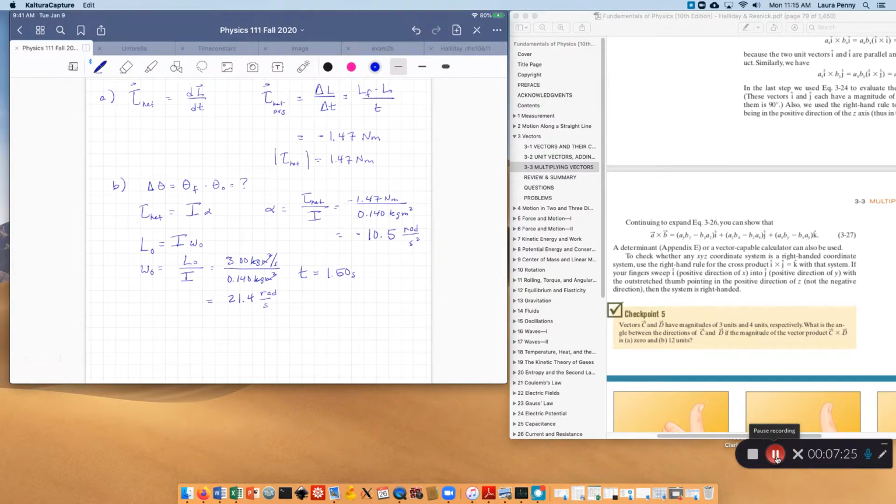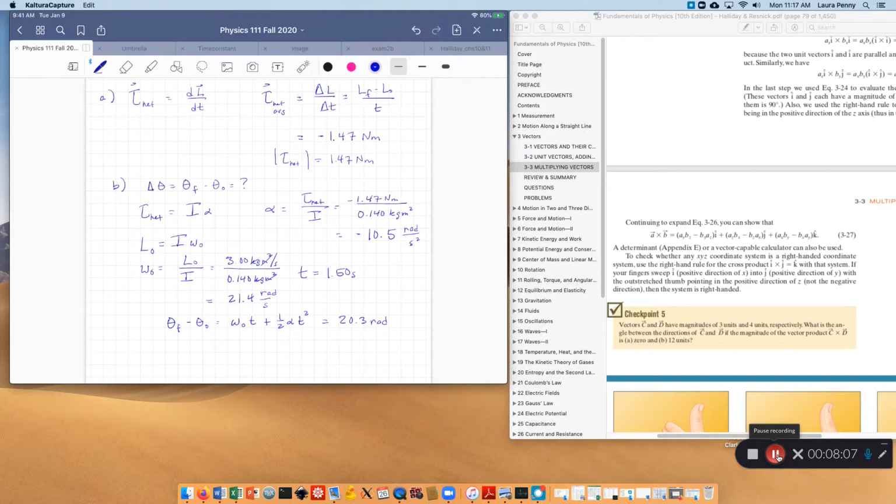All right, so now I have omega naught and alpha, and I can use that delta theta is omega naught times time plus 1/2 alpha t squared, right? This is the equivalent to this equation from linear motion. Plugging all those in, just a second, and I'll get those calculations. So when I go and do that, I get 20.3 radians, and that's radians. That's all the units that are left.